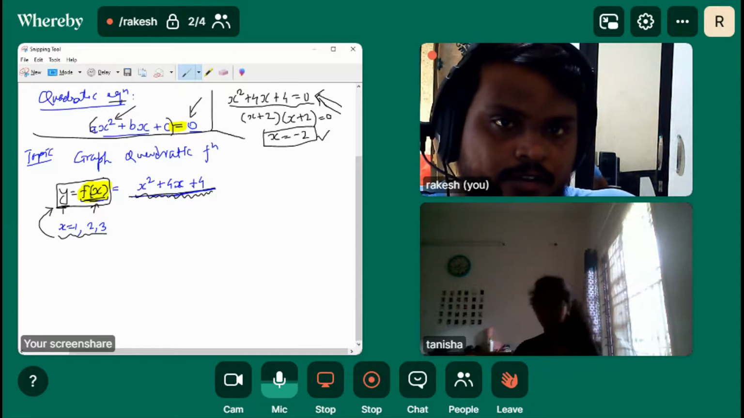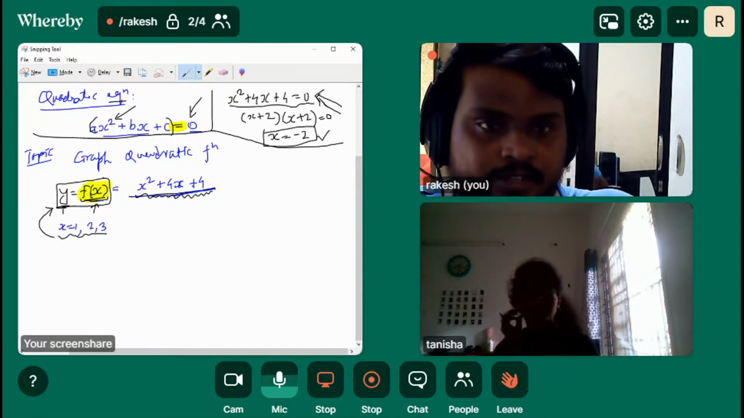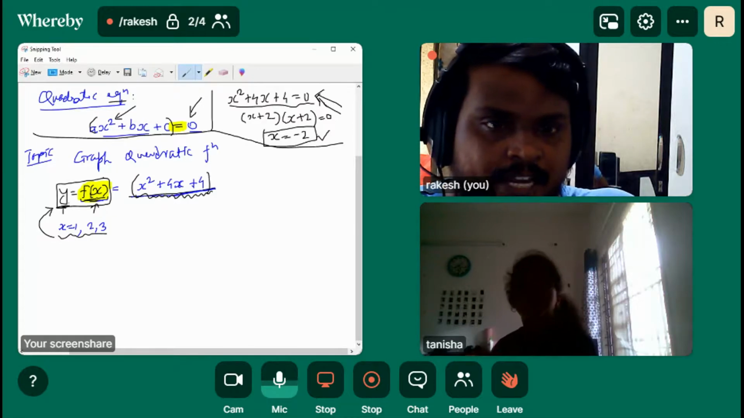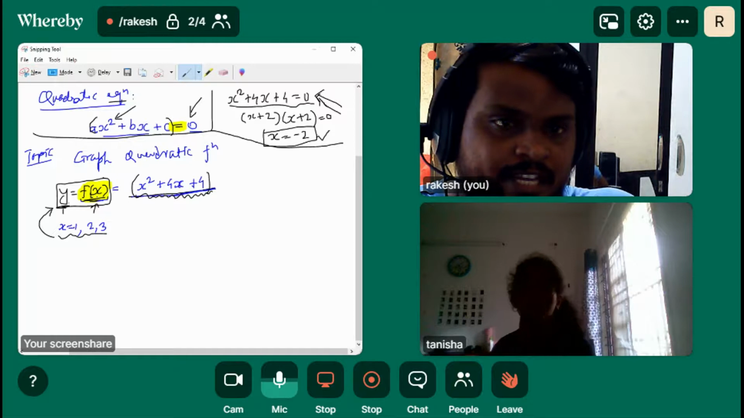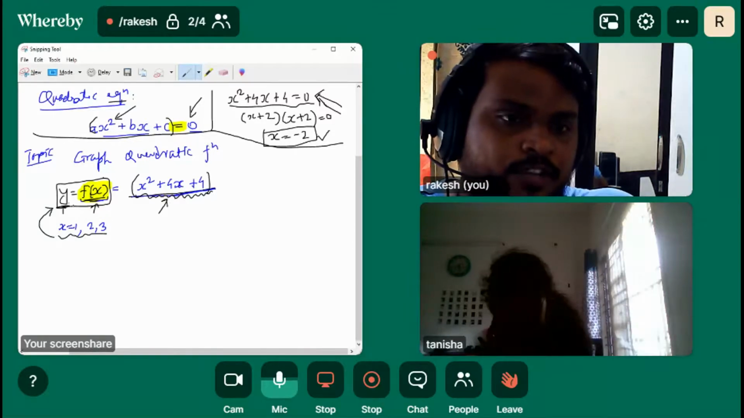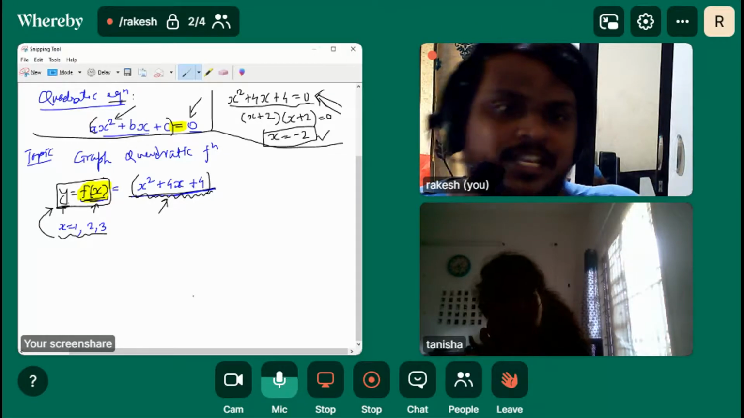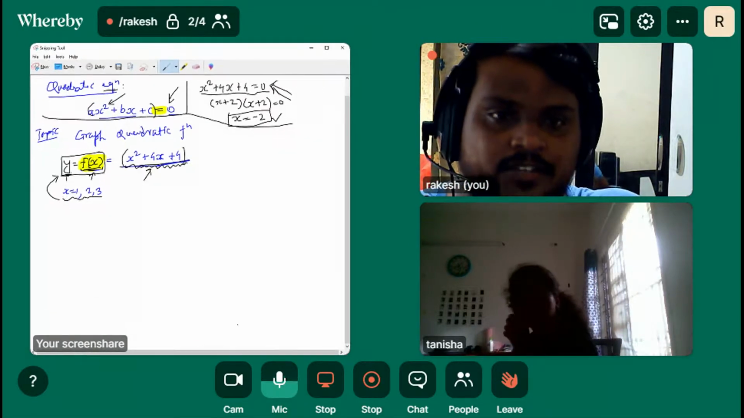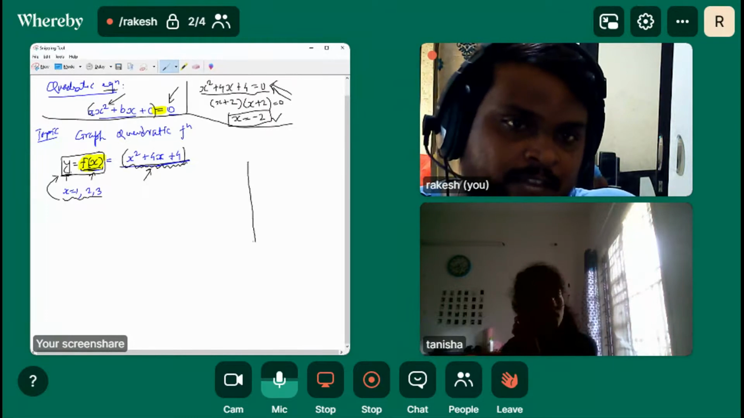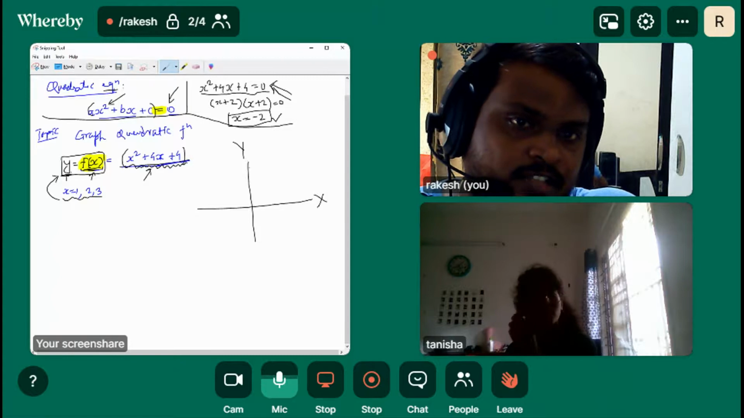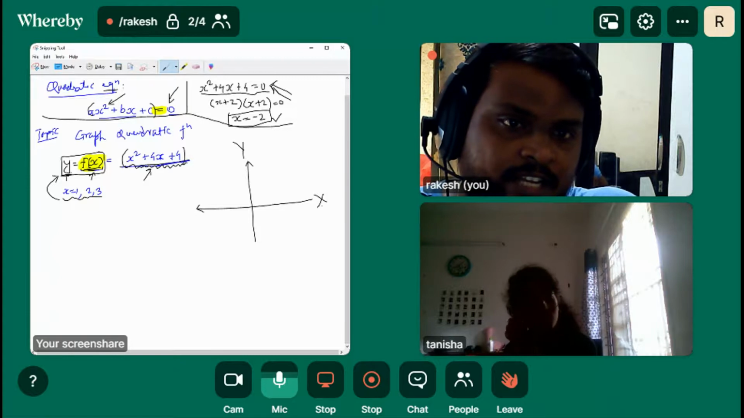Now we are drawing the quadratic function. Function means if you have y which is dependent on x, means y is functioning with x. So if you plug different values of x here, you will get corresponding y values. Where do these x and y values lie? They lie in the xy plane, isn't it? This is your x axis, this is your y axis. So x and y values lie on this plane.